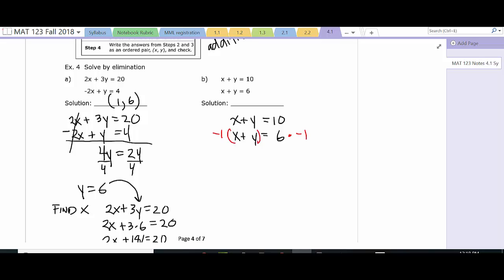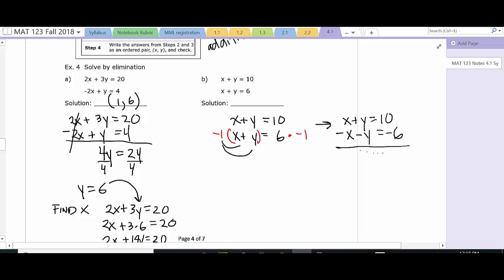Okay, like that. And when we do this, it's a good idea to keep writing your system. Don't write sloppy all over your paper. You want to keep track of what you're doing. So I just rewrite the first equation. The second equation is now going to be -x minus y equals negative 6. Okay? Now, what happens when you add together?